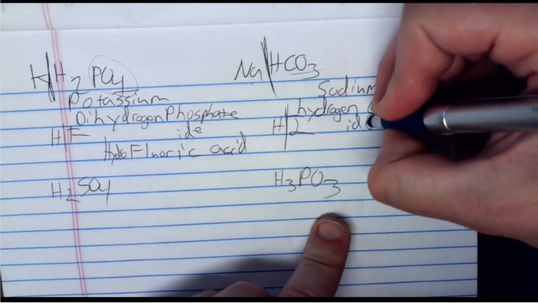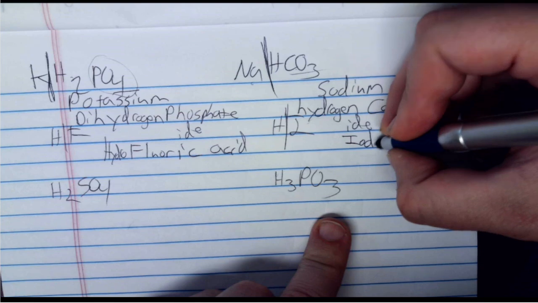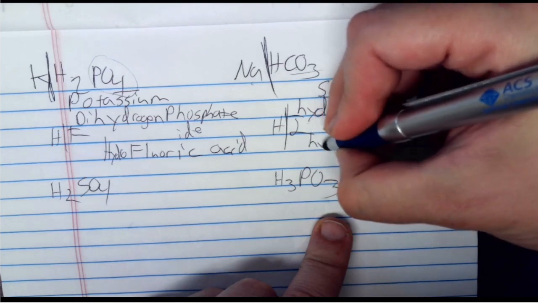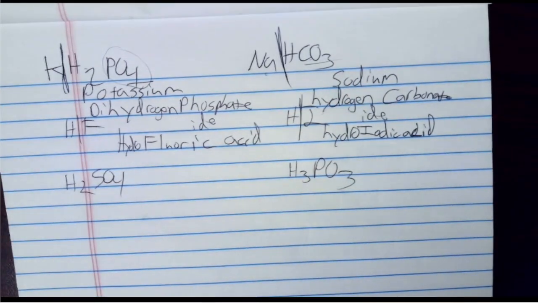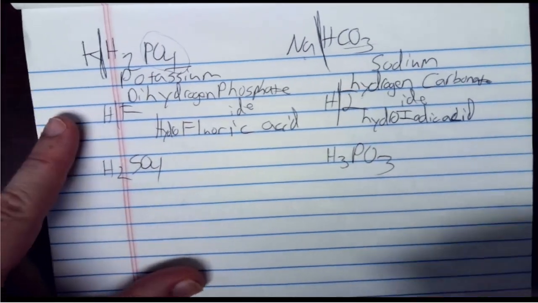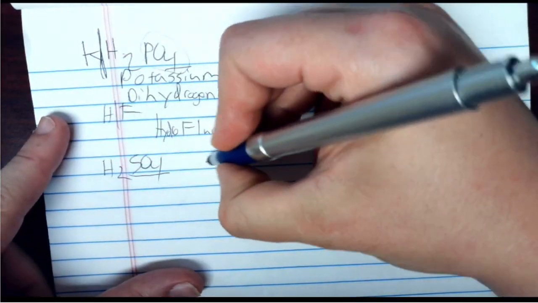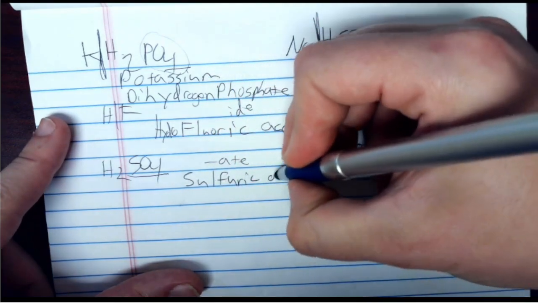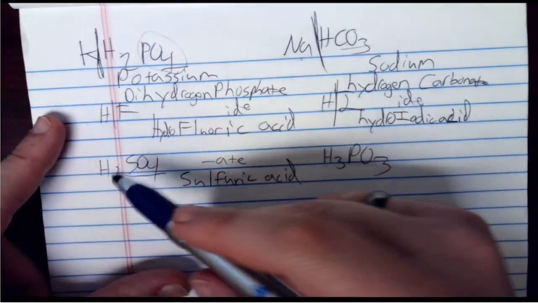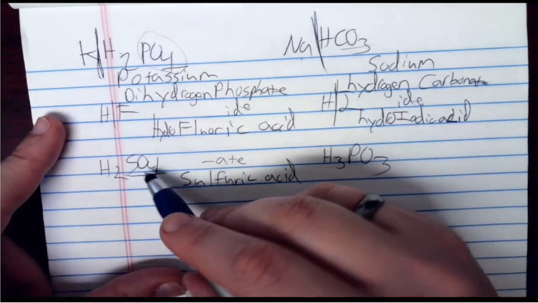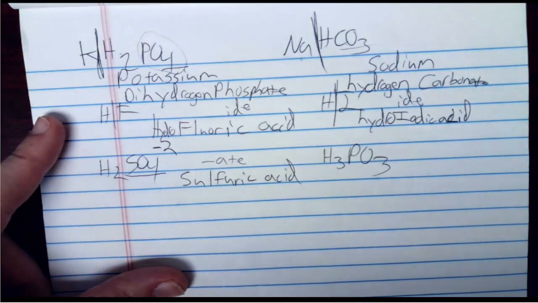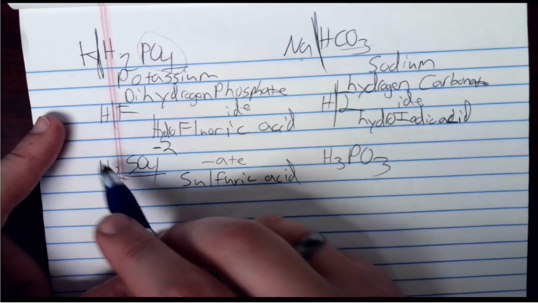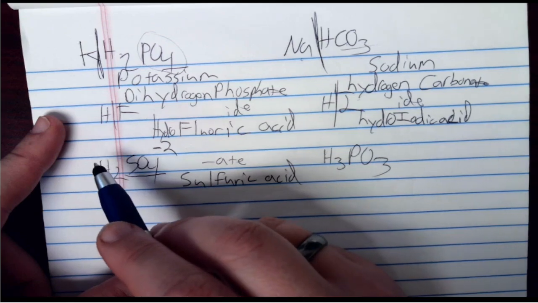This would be IDE, iodide. So iodic acid, but because of IDE, it becomes hydroiodic acid. This guy was an ATE, sulfate. So this becomes sulfuric acid. Do we need to know that there's 2 hydrogens? No, because sulfate is always 2 minus. If it's an acid, there must be 2 plus. Every hydrogen is always plus 1, so we know there's always 2 hydrogens.